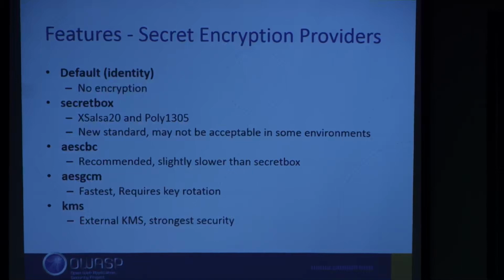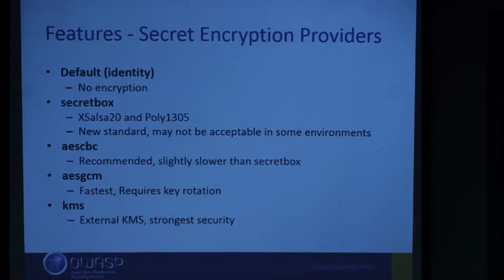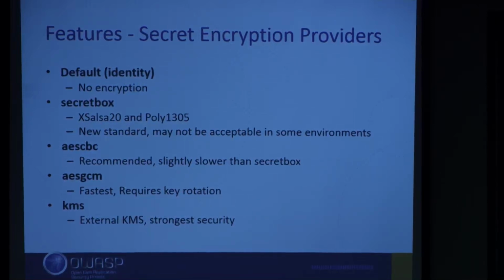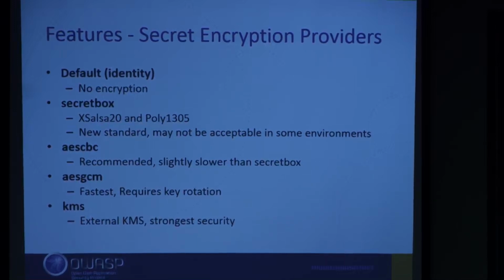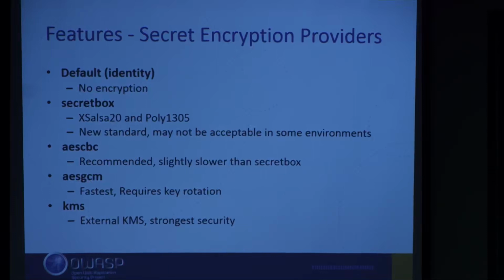It's basically a stream cipher. And then you have AES-CBC, it's the recommended one, and slightly slower than secretbox, but it's a well-established cipher. You have AES-GCM, it's faster than CBC because you can do crypto operations in parallel, but requires key rotation. So unless you have an automated mechanism of doing key rotation, it's not recommended. And then finally, you have the capability of integrating with an external KMS, which we'll cover.